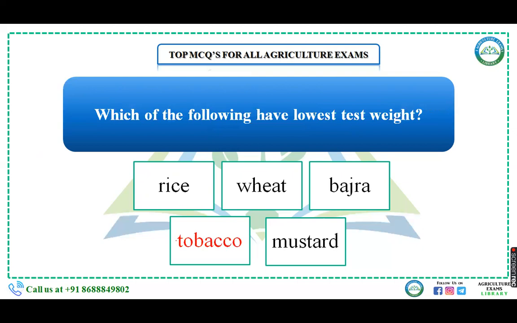Which of the following has the lowest test weight? Rice, wheat, bajra, tobacco, and mustard. If you talk about rice, wheat, bajra, mustard, you know regarding rice and wheat. Bajra test weight is 5 to 6, mustard 3 to 5, and the lowest is of tobacco, that is 0.05 to 1.2.